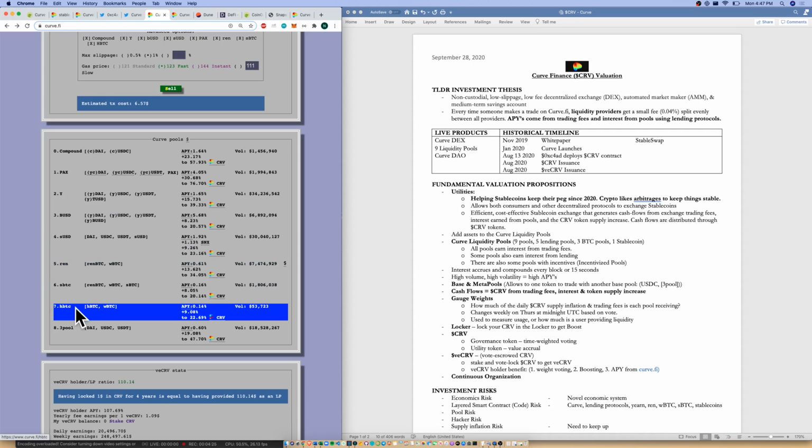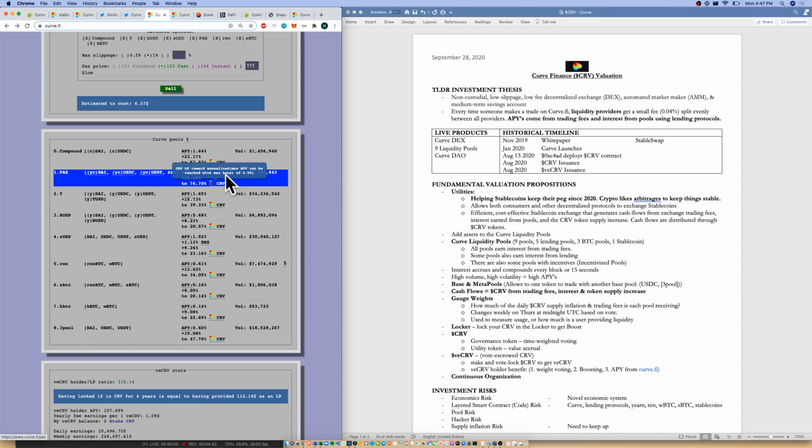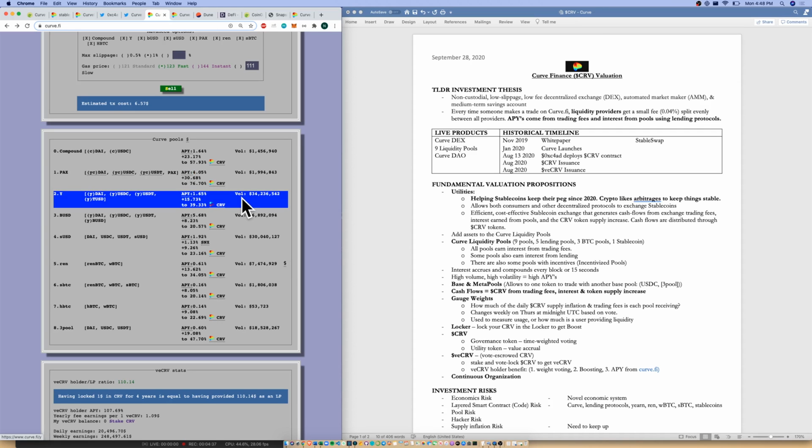REN, SBTC, and HBTC or BTC pools, and then we have a third kind of optimized stablecoin pool, and we can see what their APYs are. We can see, let's say, for the Y pool, the APY is 1.65%, and you also get 15 to 39% CRV as well accruing.